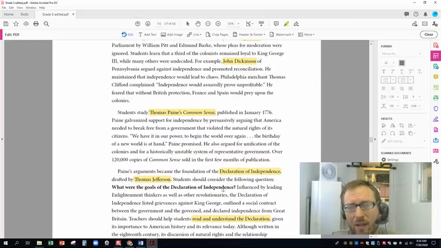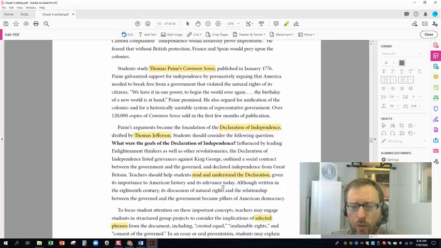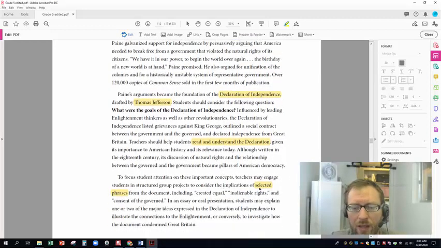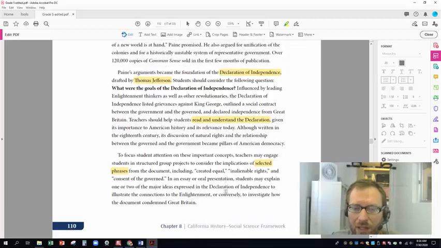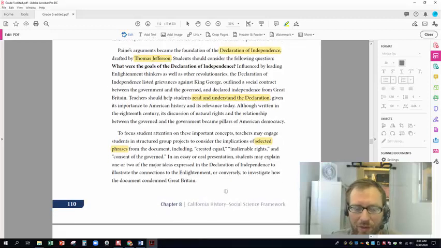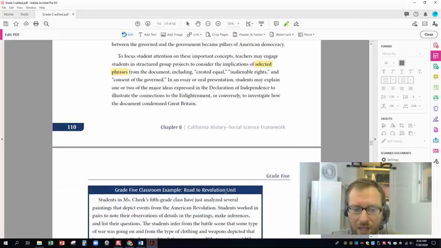And the Declaration of Independence is really great for two reasons. One is you can get into the selected phrases, those things people talk about and use today, created equal, inalienable rights. These are phrases people still use today. It also has a list of grievances. Here's what the patriots are upset about. And so it's a good way to get people to understand, okay, they listed what they're upset about, and students could get into that.